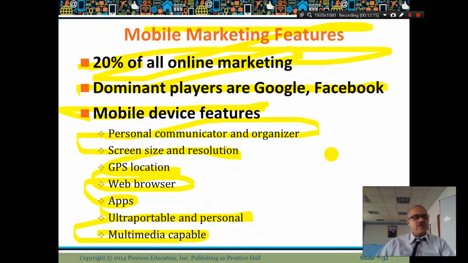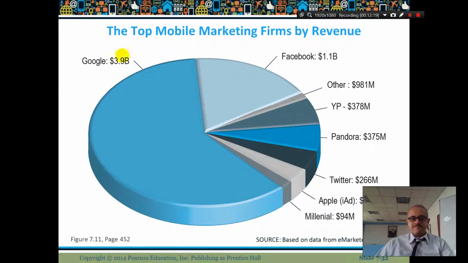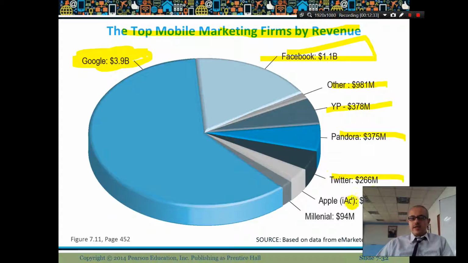So these are lots of mobile marketing features. Here we've got the top mobile marketing firms by revenue. Google gets 3.9 billion, the first. Facebook is second. Then we can see the others. These are other websites that generate mobile marketing.